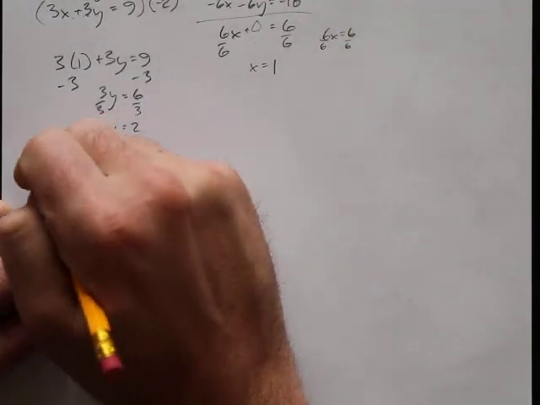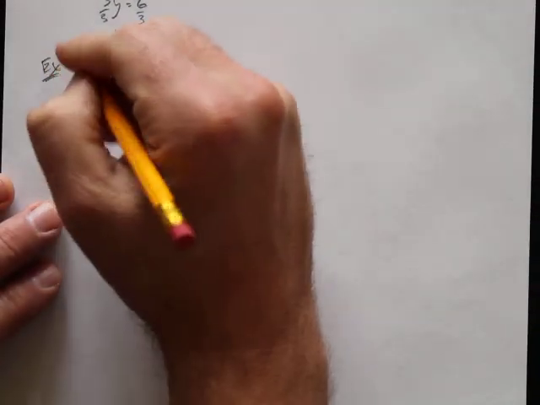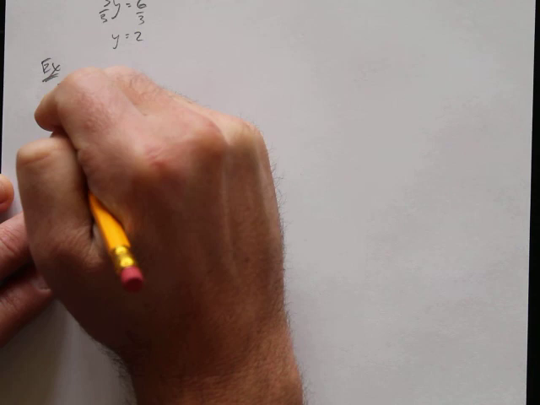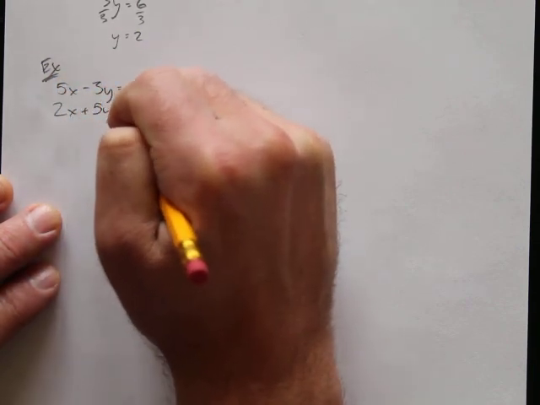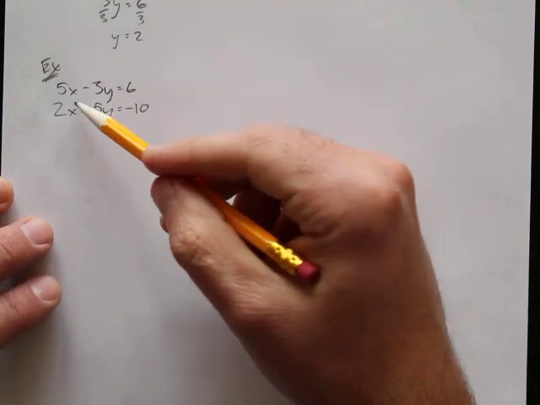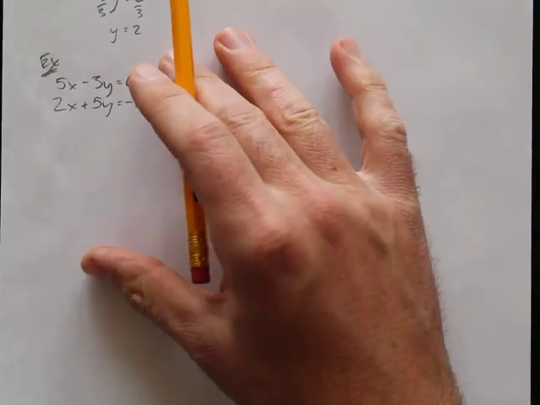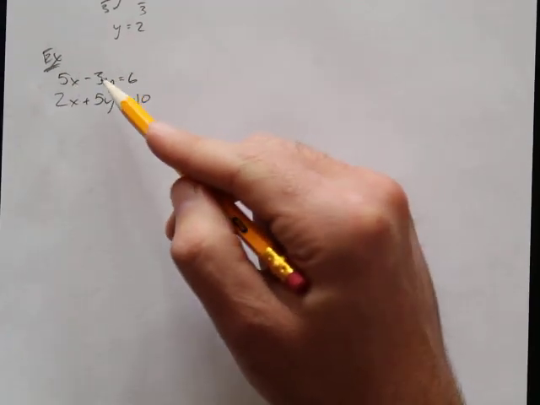All right, let's do one more, and then I'll have you do one on your own that's similar. 5x minus 3y equals 6, and 2x plus 5y equals negative 10. All right, same kind of situation here. I've got to find a common multiple of either 5 and 2 or negative 3 and 5.